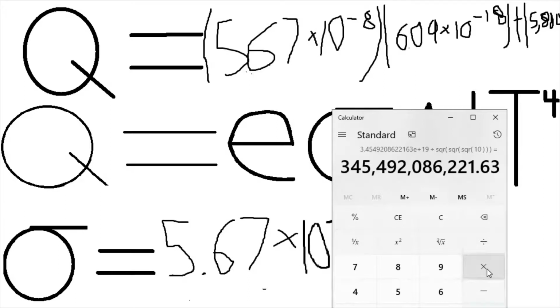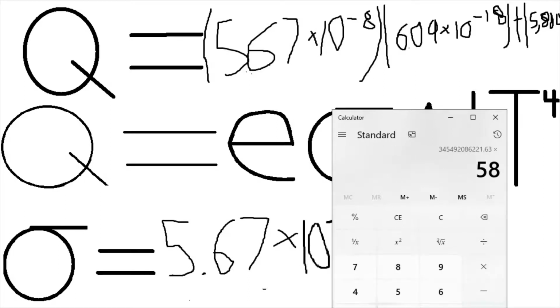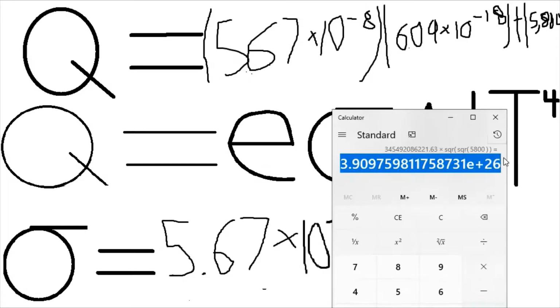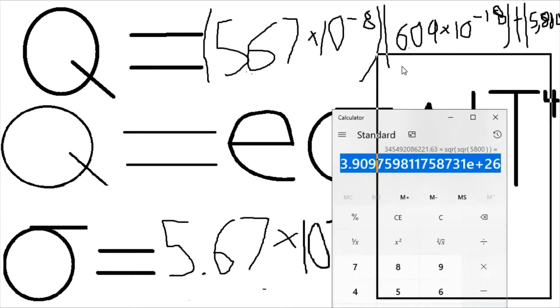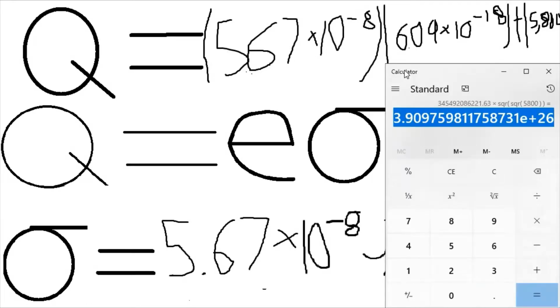The temperature of the sun is 5,800 degrees Kelvin. Now square that. Now square that again. So what do we get? This. Roughly 3.90, just basically 3.9 times 10 to the power of 26 joules per second, or 3.9 times 10 to the power of 26 watts. That is a huge, a huge amount of energy.